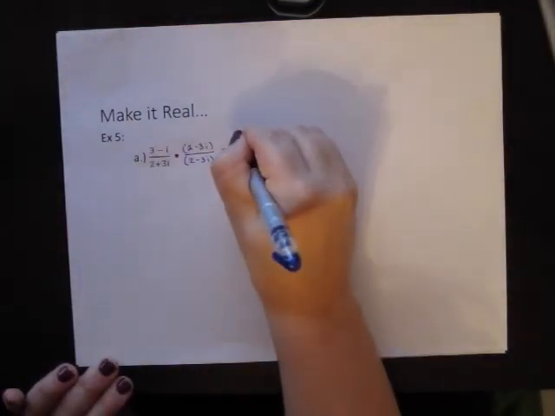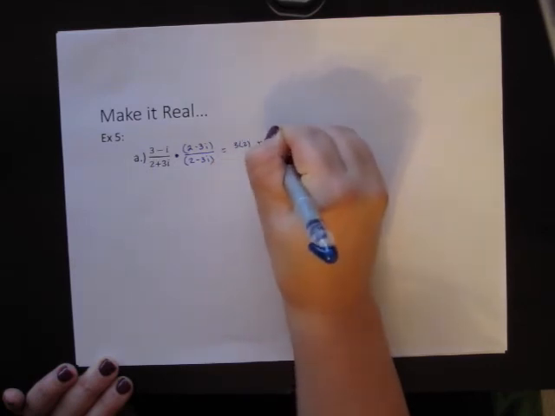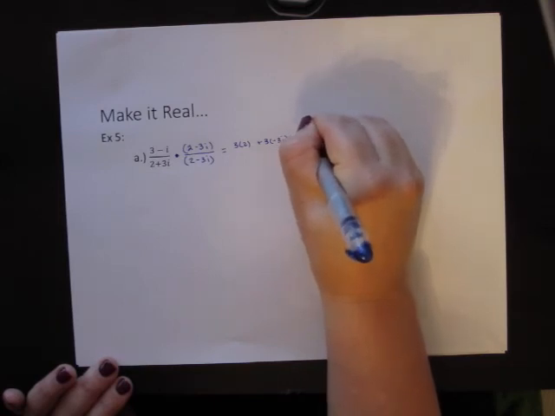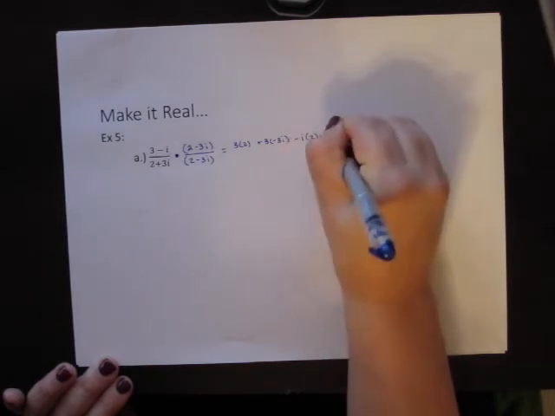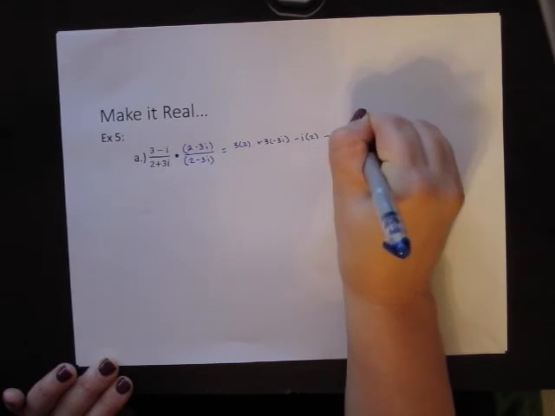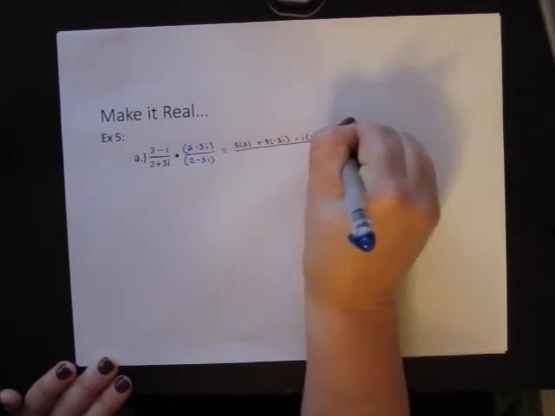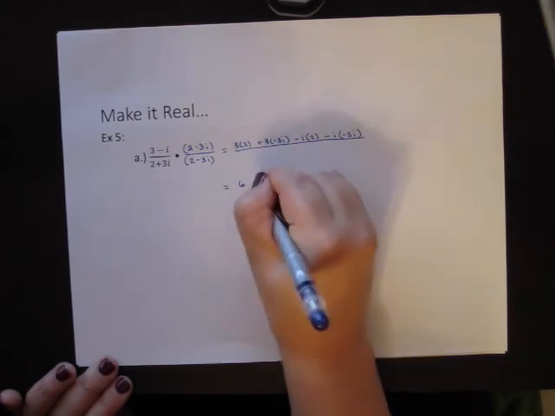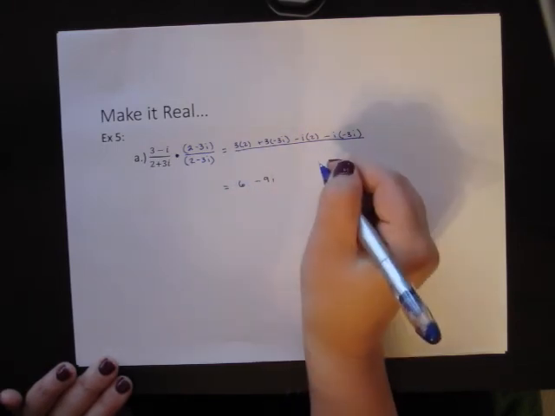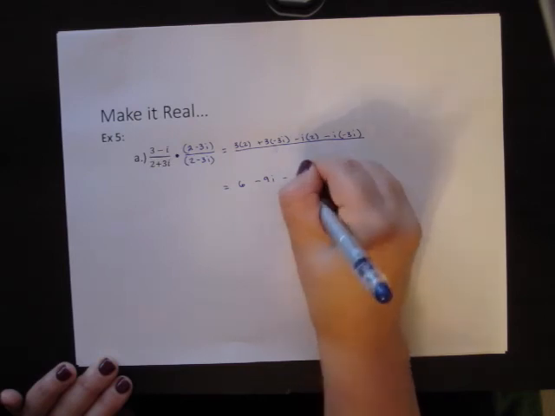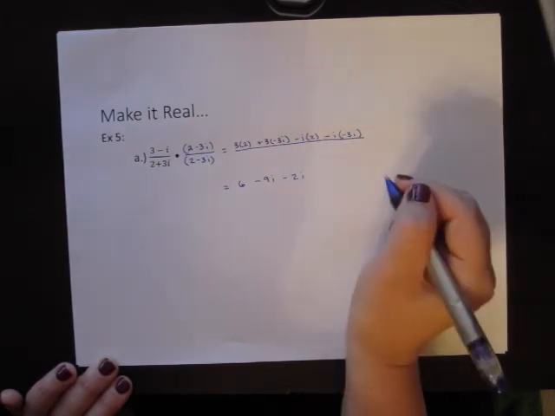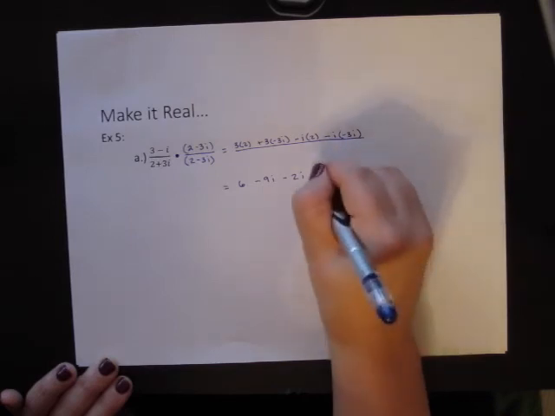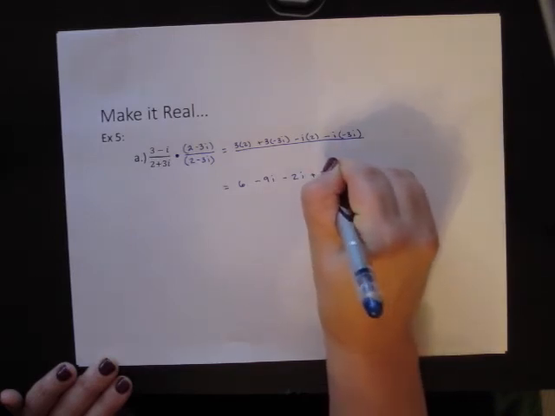So we'd go 3 times 2 plus 3 times negative 3i, minus i times 2, minus i times negative 3i. I'm just going to go ahead and clean up the top first, and then I'll get to the bottom. So 3 times 2 is going to be 6, minus 9i, minus 2i, plus 3i squared.